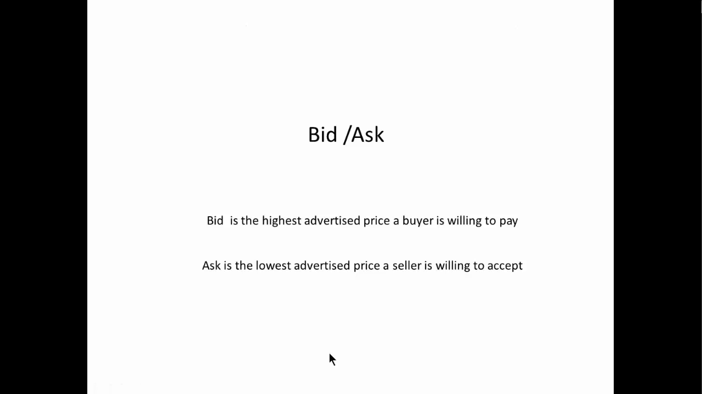What is the bid ask? Well, the bid is the highest advertised price a buyer is willing to pay, and the ask is the lowest advertised price that a seller is willing to accept. Now, it's sort of abstract, but let's try to put it in a real life situation.